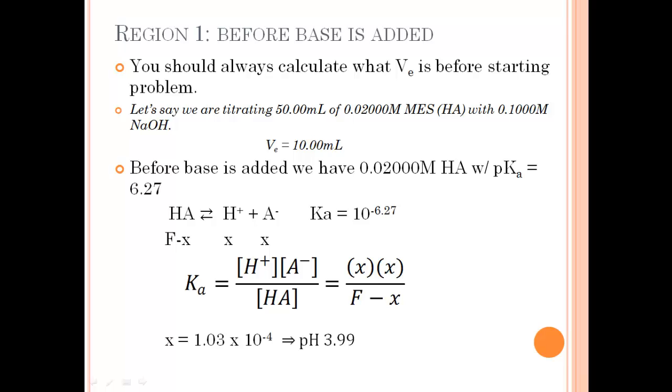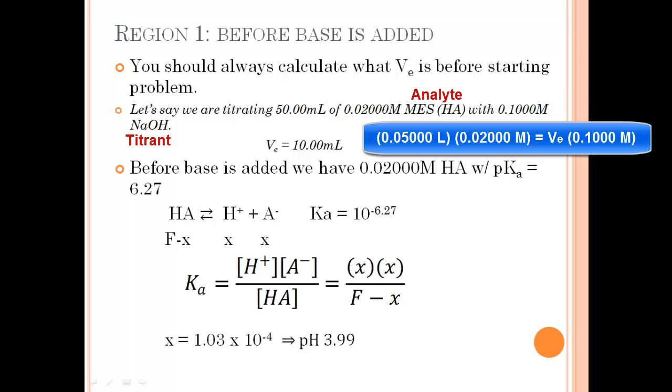So 50 mL of this weak acid, and you're titrating it with 0.1 molar sodium hydroxide. To figure out the equivalence point, you would take 50 mL times 0.02 and then divide by 0.1, which is the molarity of the base. You'll see that the equivalence point is 10 mL. So now you know that is the equivalence point. Great. Let's find out what the pH is before we add any base.